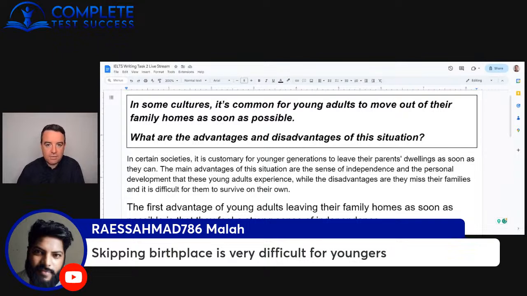So with the advantages that we chose for our essay already, we said that they'll miss their families. So that's one reason it's difficult. Or it's difficult for them to survive on their own. That's another reason why it's difficult. So we don't want to use a vague idea like this. We want to use specific ideas to make sure that we're getting the highest possible task achievement score.